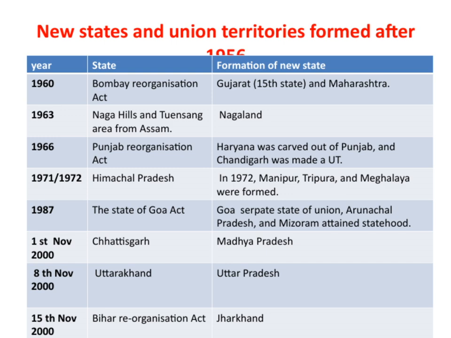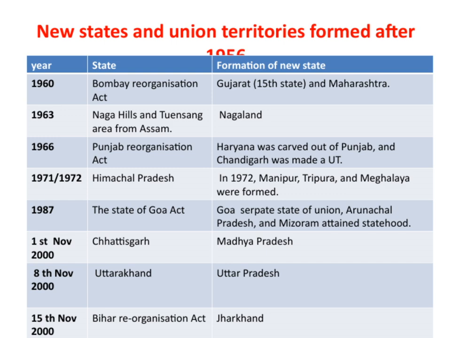This was an important step in recognizing the distinct identity of the Naga people. In 1966, the Punjab Reorganization Act was enacted. This was a major event, as Haryana was carved out of Punjab to address linguistic and regional demands, and Chandigarh was designated as a union territory to serve as a shared capital.